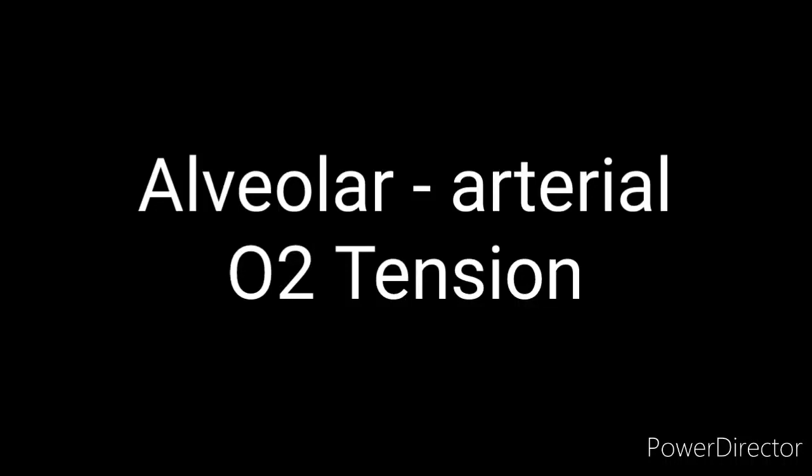For this chapter, we're going to learn the alveolar to arterial oxygen tension gradient. What does it mean? We know from the previous lesson that airway resistance can contribute to ventilatory failure. So this is just a continuity of the previous chapter.